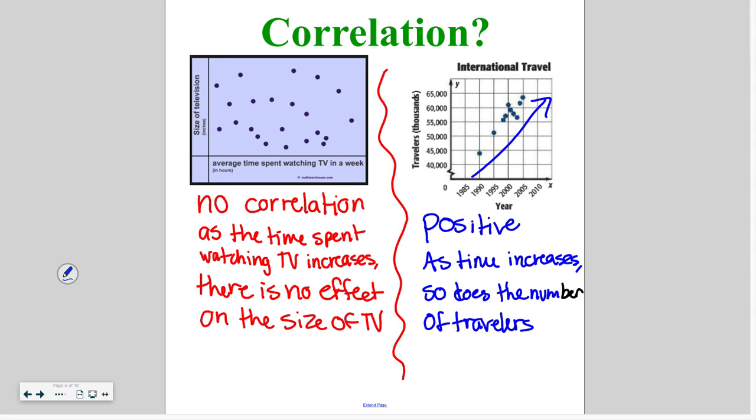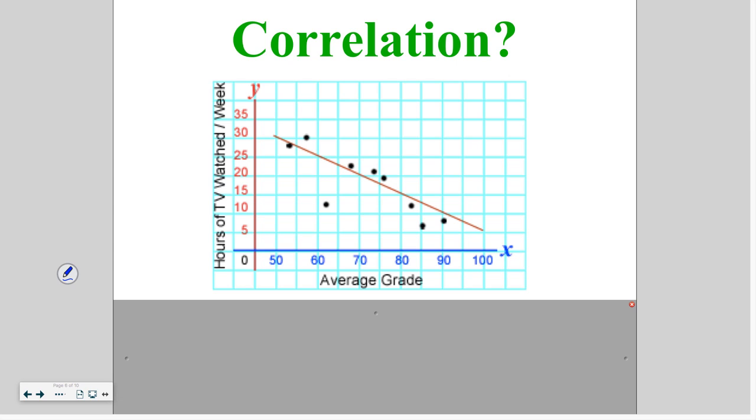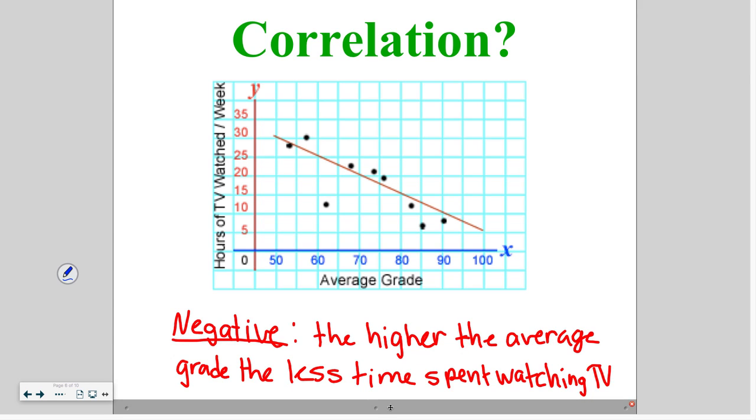Again, notice I'm not getting super specific with these explanations, but I am making sure to include the label from the x-axis and the label from the y-axis. Go ahead and try this one on your own, making a prediction about the correlation and an explanation. This is a negative relationship. The higher the average grade, the less time spent watching TV.